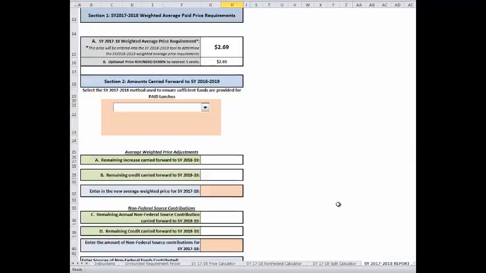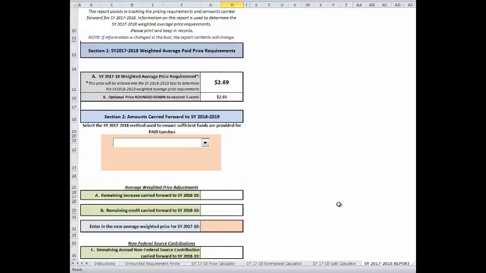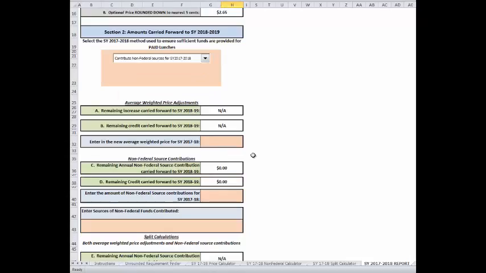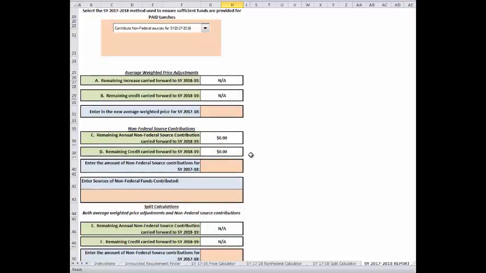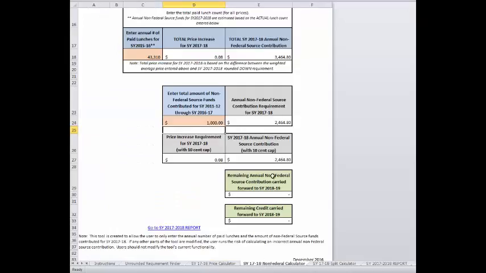On this tab, sponsors tell the department how they've chosen to satisfy the paid lunch equity requirement. And here on the drop-down menu, there are 5 options. Because this sponsor has decided that it will contribute non-federal funds, that's what we're going to select, option 2. We scroll down a little bit to the subsection titled Non-Federal Source Contributions. Here is where we're going to enter the amount of money the sponsor will need to contribute. And good on you if you remembered how much.